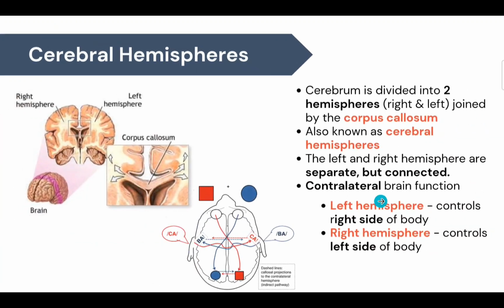Okay, so now moving back to the cerebral hemispheres. Just now we discussed that the brain can be divided into 2 symmetrical hemispheres, right and left, joined by the corpus callosum. The corpus callosum is the bridge between the 2 hemispheres, and the one that helps the 2 hemispheres communicate with each other.